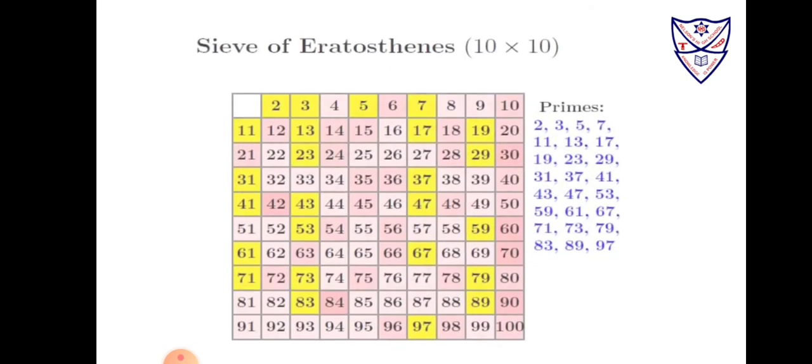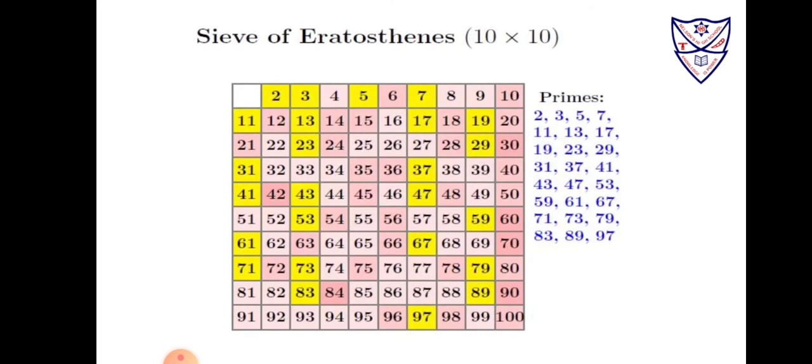So let us see, students, this is the final picture of the Sieve of Eratosthenes for prime numbers 1 to 100. So here 1 is not written in this box. Why? Because 1 is neither prime nor composite.